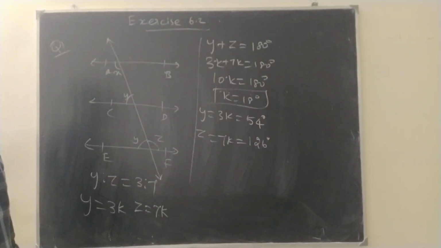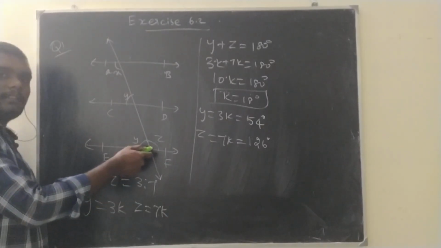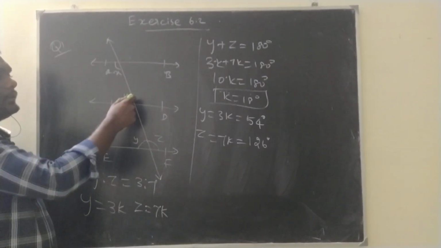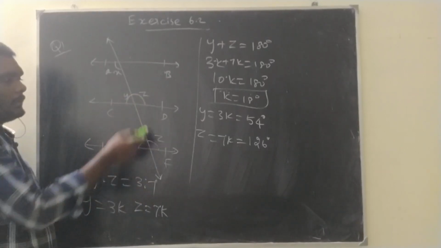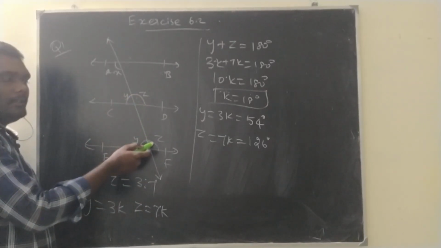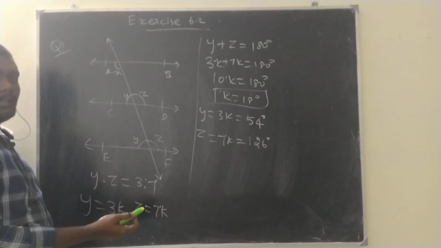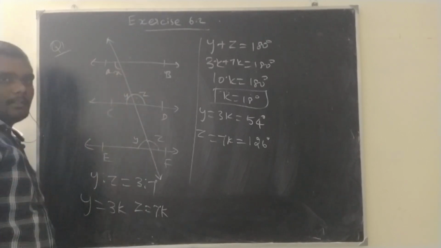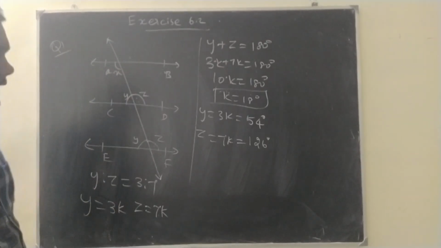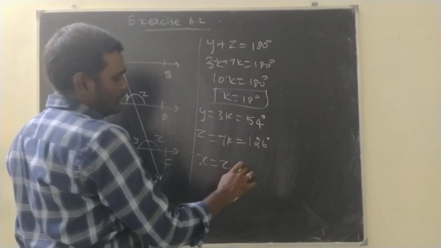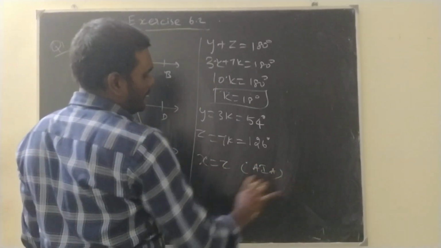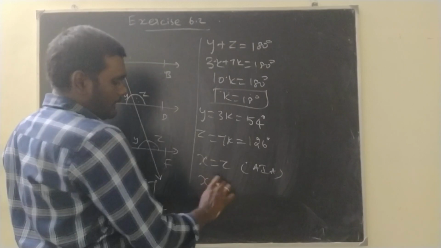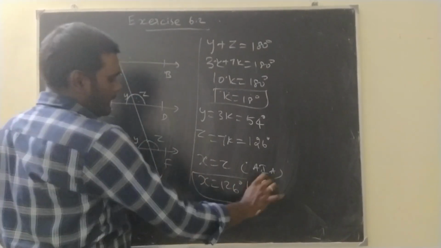Now we have to find the value of x. How we can find the value of x? See here z is there. That z is equal to this angle because they are corresponding angles. The lines are parallel. That makes using these two are parallel. This x and z are alternate interior angles. In that way, x is equal to z. Alternate interior angles. So x is also equals 126 degree. That is it.